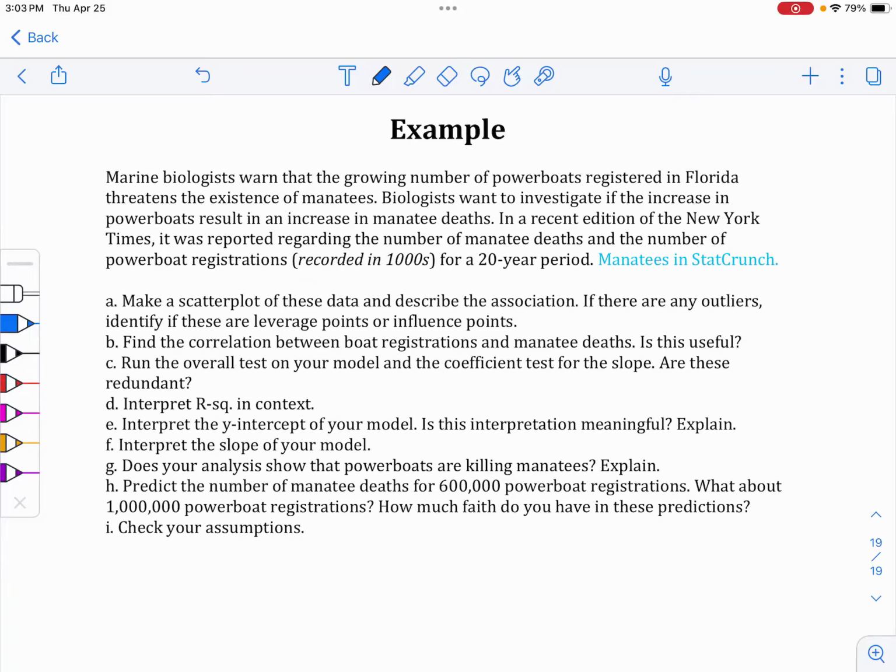Manatees is the data set in StatCrunch. And so, all right, start where we always start. Make a scatter plot of these data and describe the association. And then now we're actually finally at the point, if there are any outliers, identify these as leverage or influence points. So in unusual features, the most important thing is to actually identify the two types of outliers.